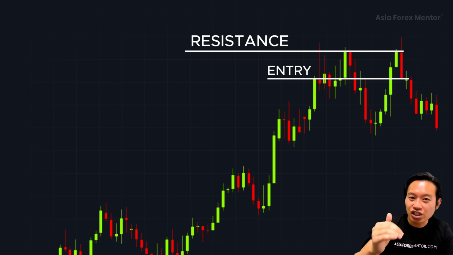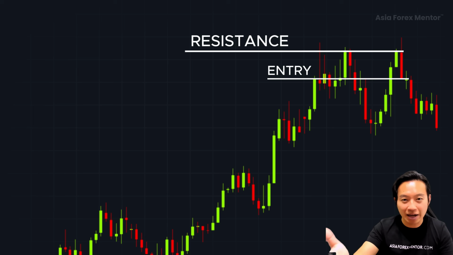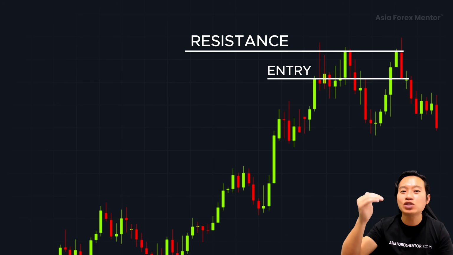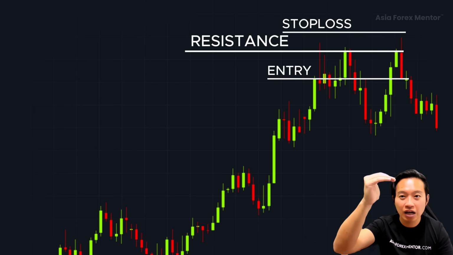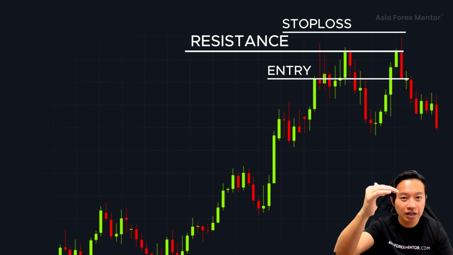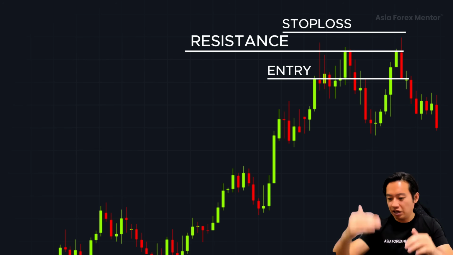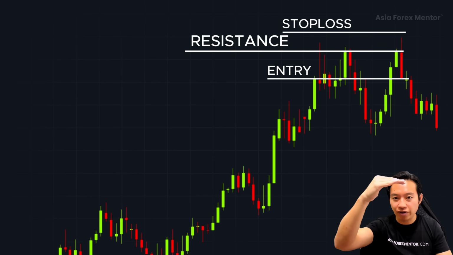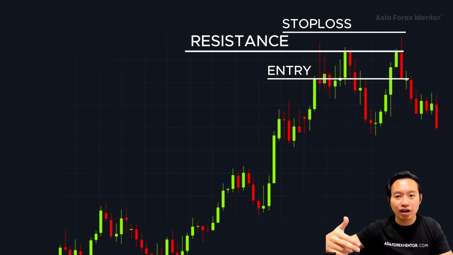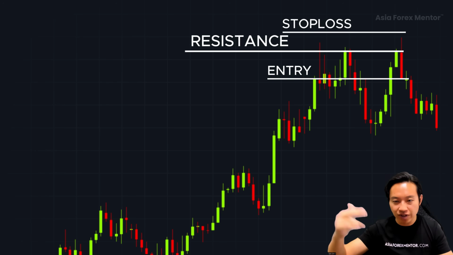So setting a stop loss obviously is important, like I mentioned, to manage your risk. That's where you're going to place your stop loss, just above the swing high or the resistance level, to give the market room to move. And that's where you're going to protect yourself from maybe another false break, protecting against all these reversals.